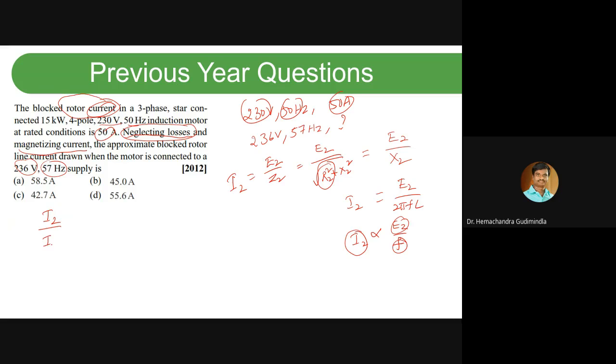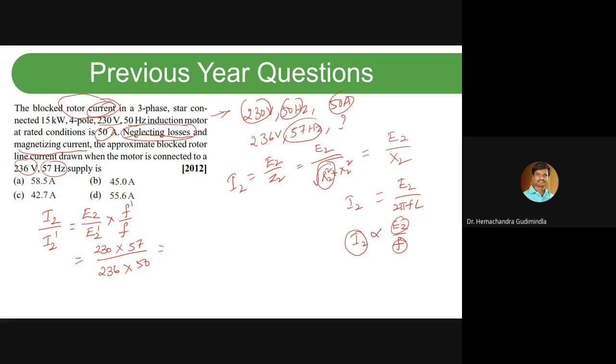So now I can write here I2 divided by I2 dash is equal to E2 divided by E2 dash into F dash divided by F. What is E2? Let us take E2 as 230, into F dash. F dash is 57, divided by E2 dash, that is 236, into F, which is 50.